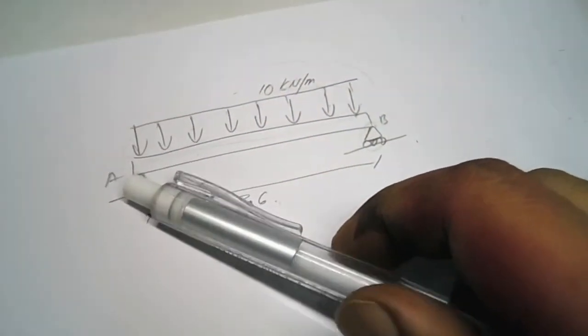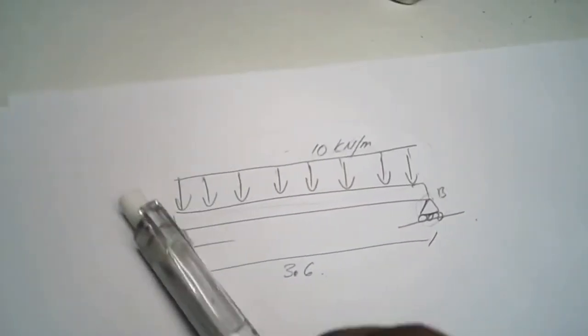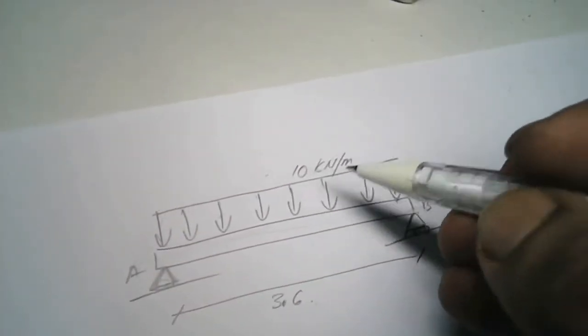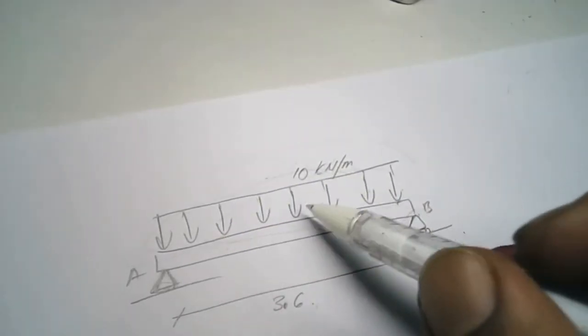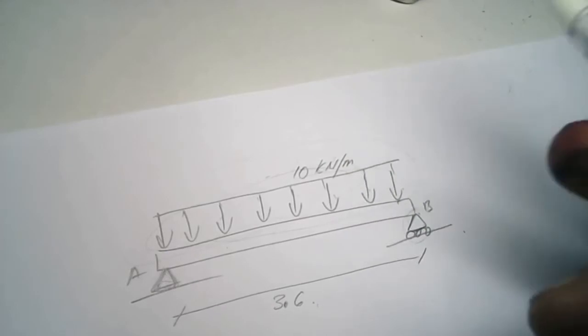All right. This is our question here. So we have a distributed load with 10 kilonewton per meter.